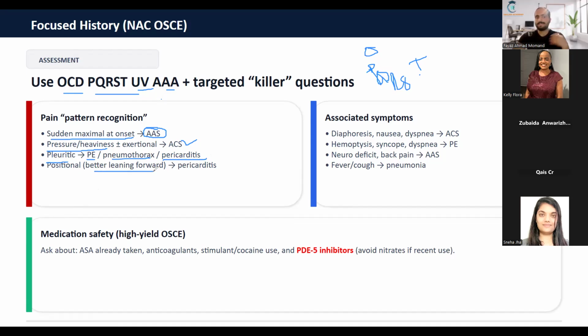Chest pain that gets better with position. For example, if I bend forward, my chest pain gets better. It's likely to be pericarditis.